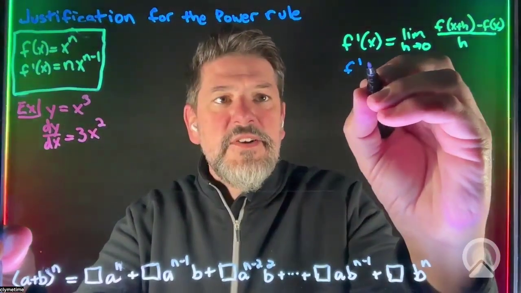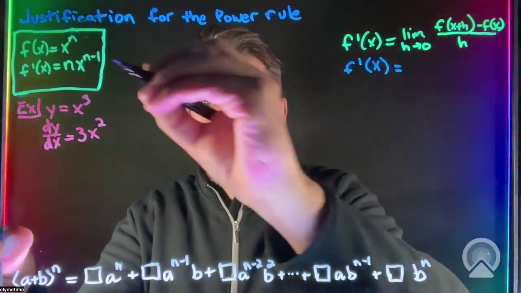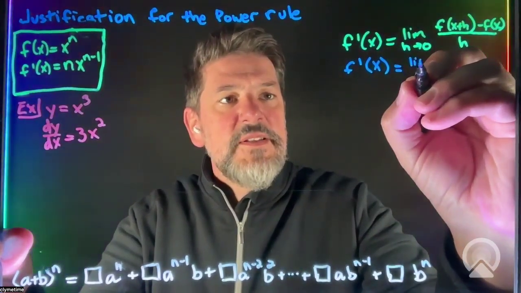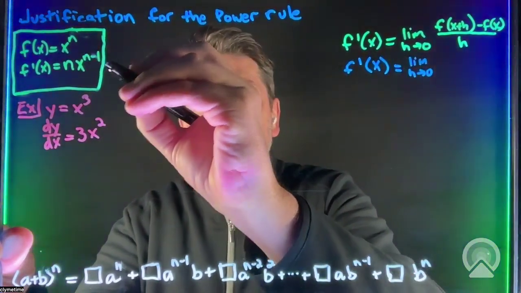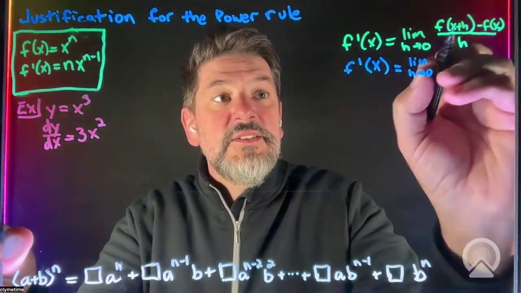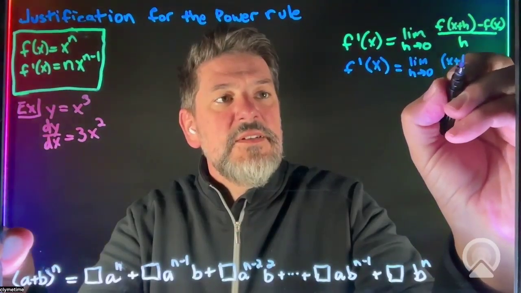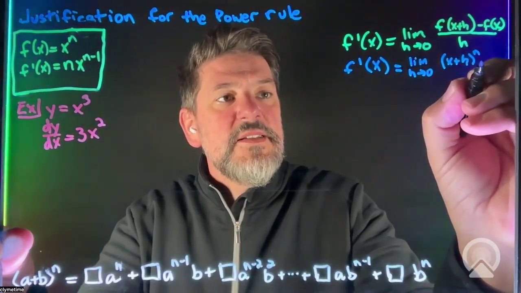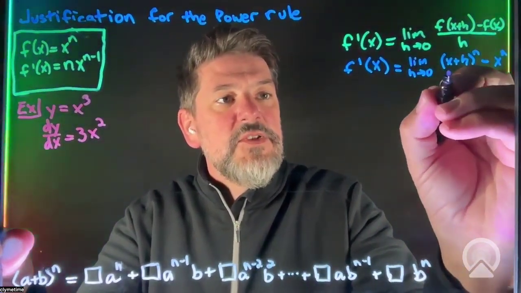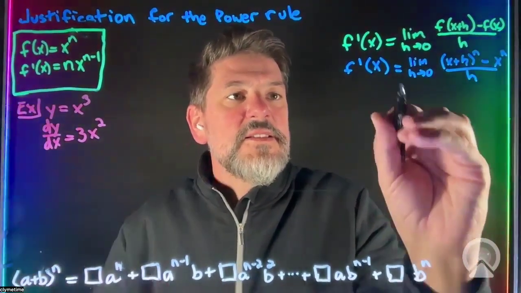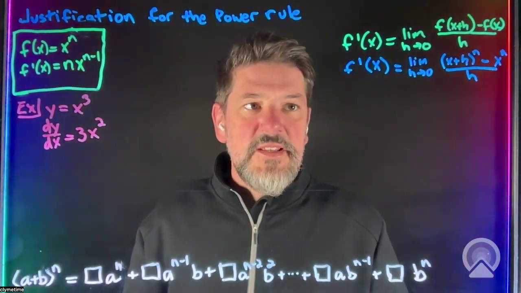current function, which is going to be x to the n. So if we apply this definition to x to the n, we get this. We get the limit as h approaches 0. And we replace x with x plus h to get f of x plus h, and I get x plus h to the n minus f of x, which is equal to x to the n, all over h. And that is us applying the definition of derivative to our current function, which is x to the n.